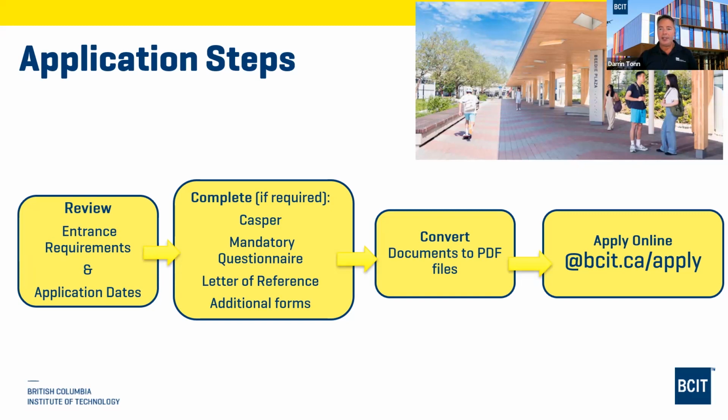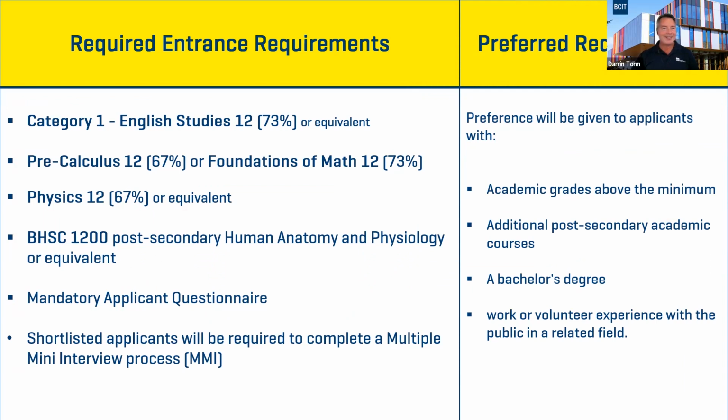Once you are ready to apply online, you can visit bcit.ca/apply. The application fee for domestic students is $90 Canadian. The application process, like I said, takes place entirely online. Therefore, you will need to convert any official transcripts or any other paper documents that may be required into PDF files. Let's review the requirements.